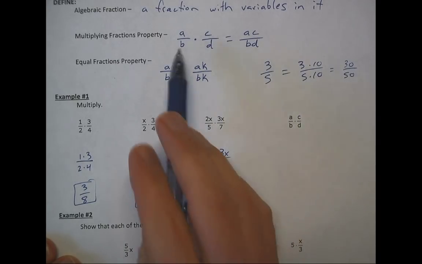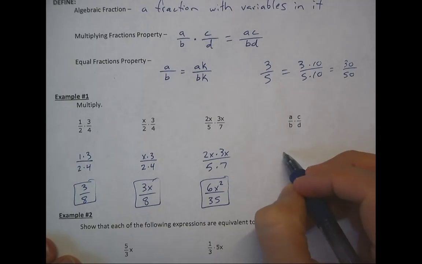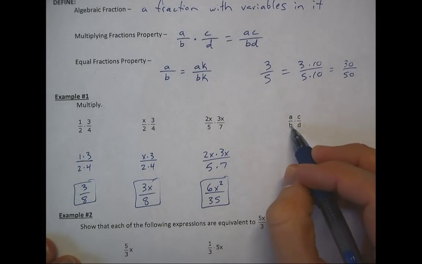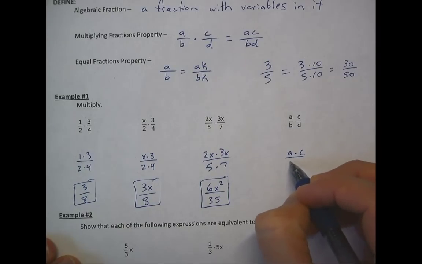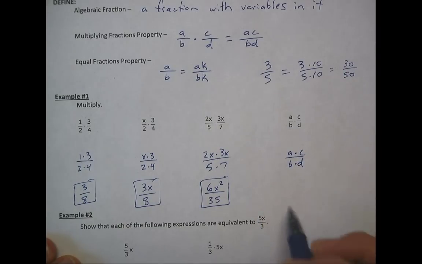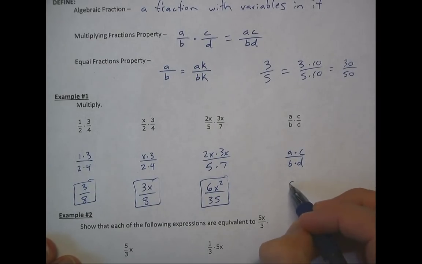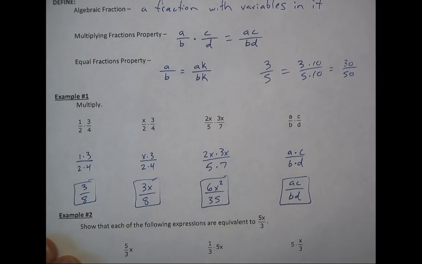The last one demonstrates the property that we started with. If we have a over b times c over d, we can write that as one fraction: a times c over b times d, the product. And we don't have to write the multiplication symbol. We can just say ac over bd, and we are done. We know that means multiplication.